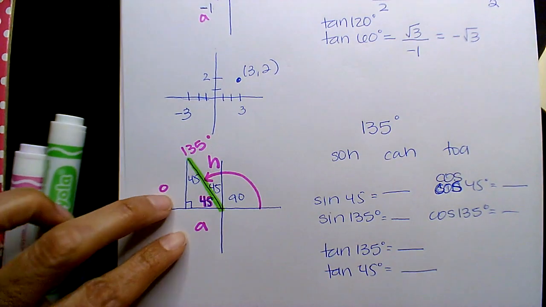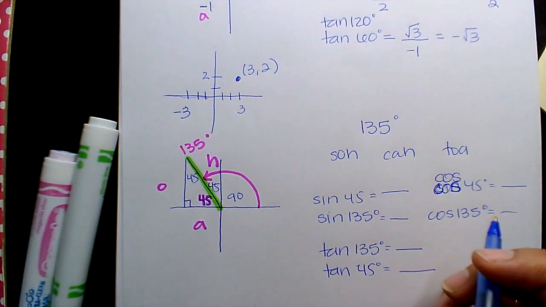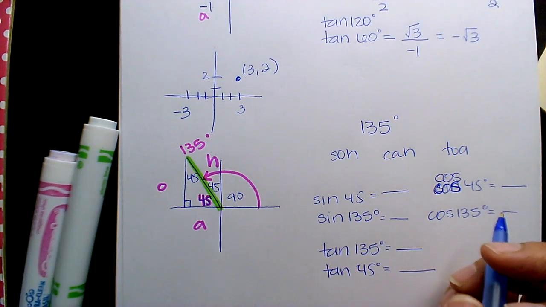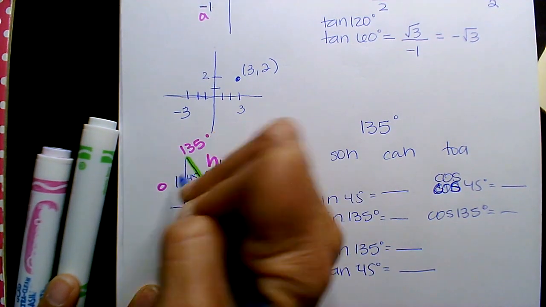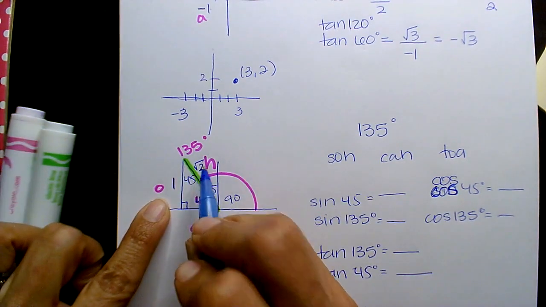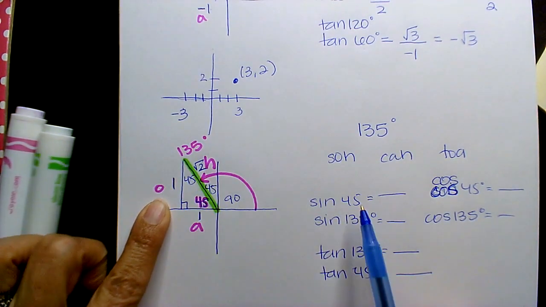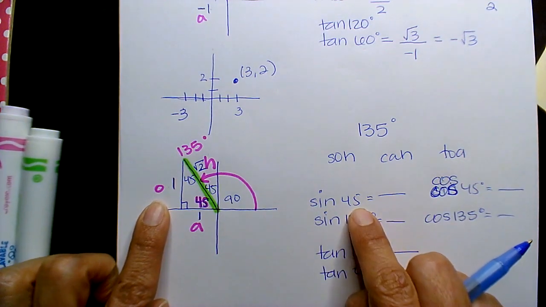OAH. What are my legs on a 45? What's the length? 1, 1. And then what's my hypotenuse? Rad 2. And I have like nowhere to put it. So 1, 1, rad 2, right? Okay, so OAH. So yes, if you guys are comfortable putting in the sine of 45, it's okay.